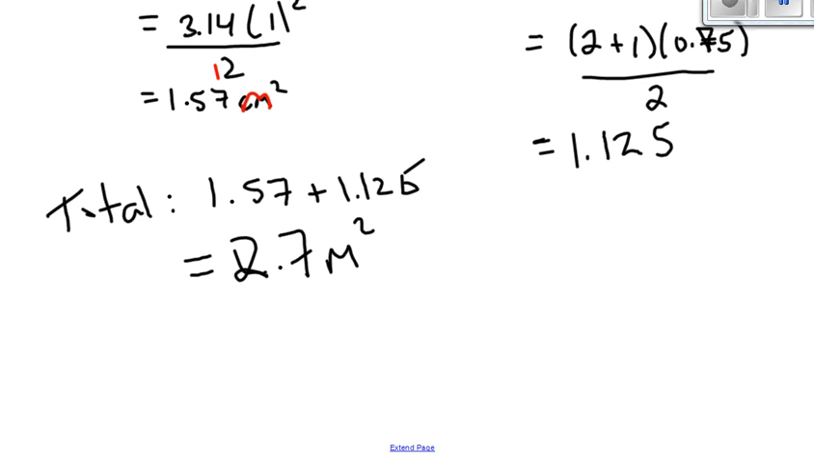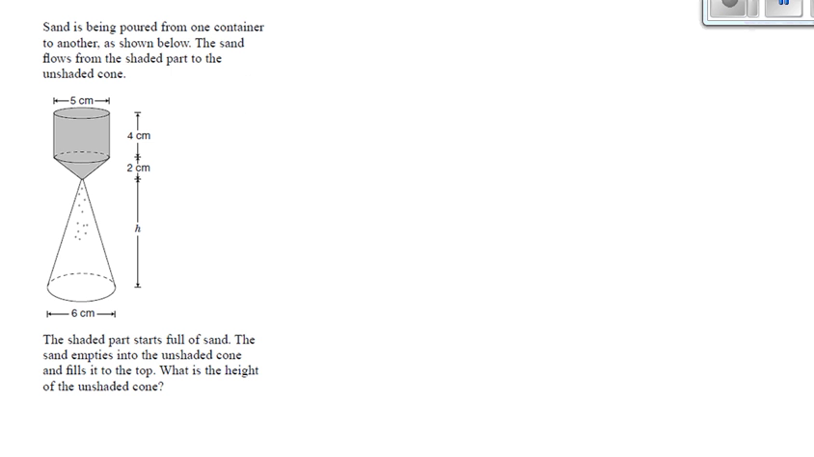Now, composite figures don't have to only exist in 2-space. This is a 3-space shape. And what you're supposed to do is find the height of this cone. But I just want to focus for a bit on this shape here. In fact, I've done this solution in another video, so it's out there for sure.